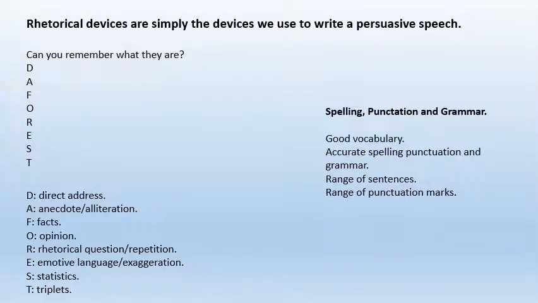And of course, we have to remember at all times our spelling, punctuation and grammar. So we need a good vocabulary. Use all the words that you can, all the powerful words that you can. Make sure your spelling and punctuation is A, that you use it, and B, that you use it properly. Now, we've done quite a lot of work on semicolons, so I'd like to see those in there. They can be very powerful in speeches. Range of sentences simply means sentence lengths, used for effect. We'll come back to that a bit later, and a range of different punctuation marks, as I've already said.